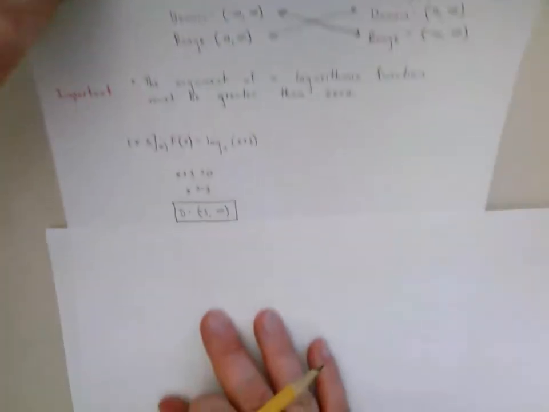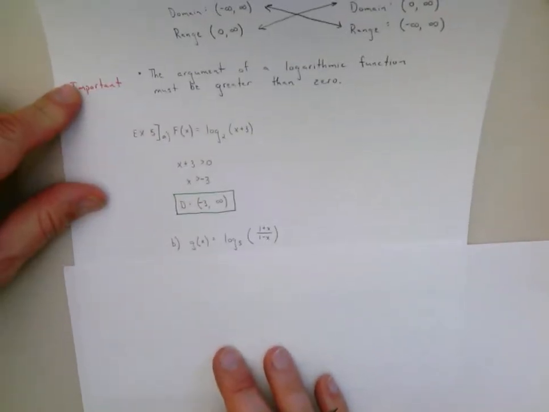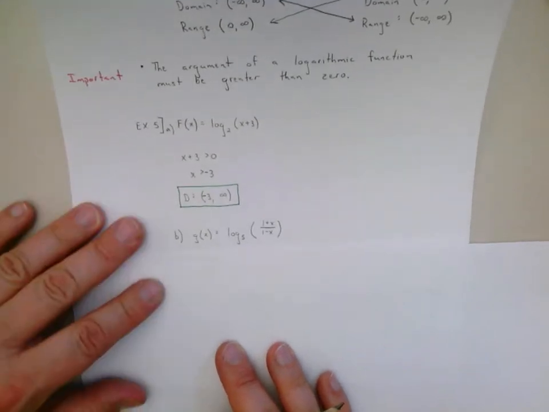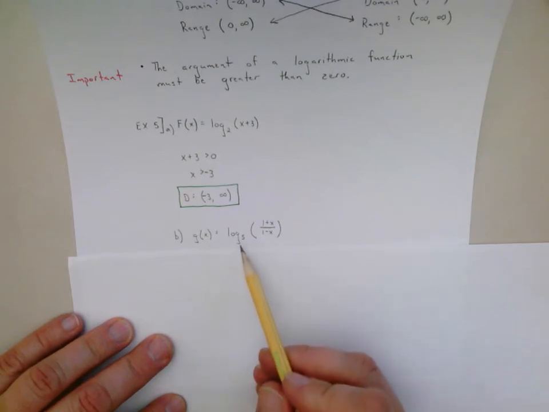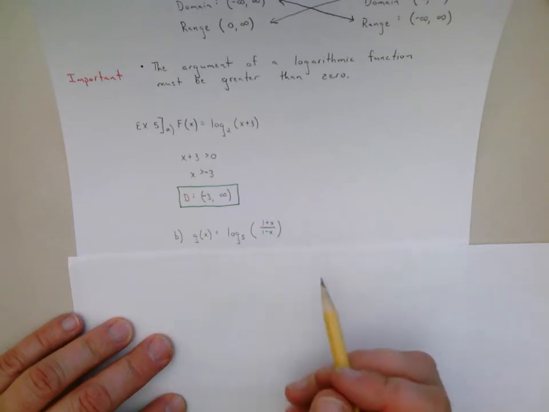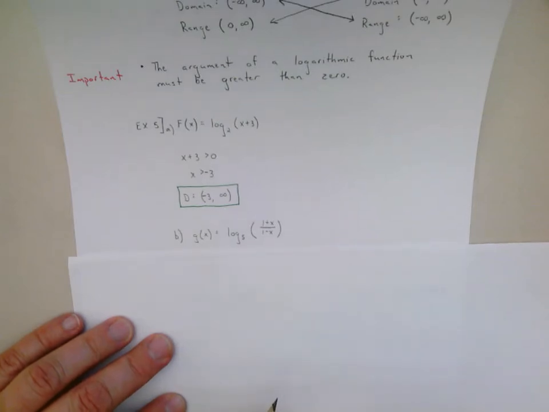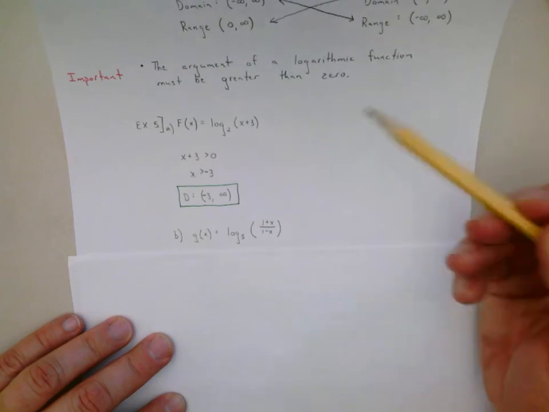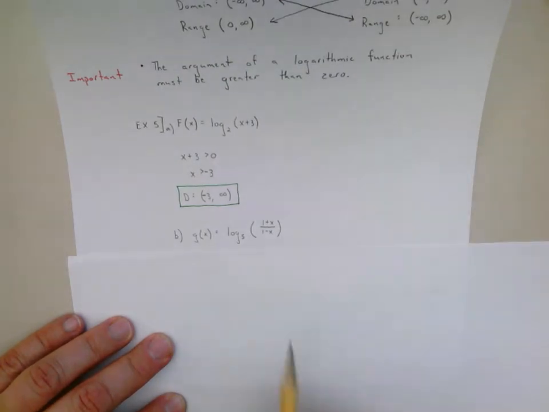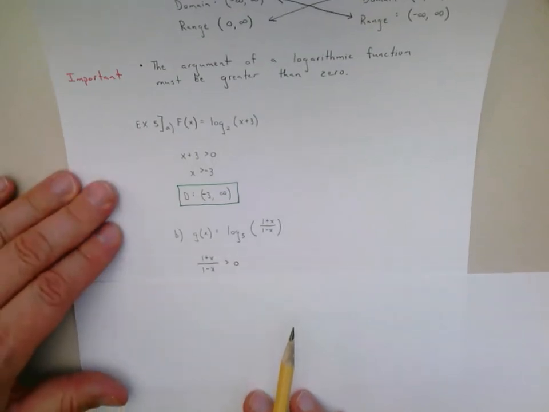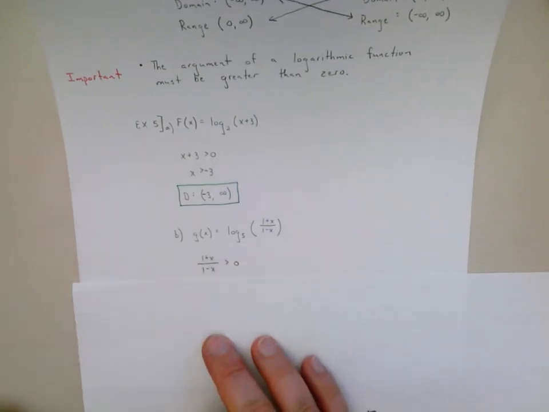Okay, next example. In example B, our argument is now a rational expression. So we have g of x equals log base 5 of the quantity 1 plus x over 1 subtract x. Again, think about our domain rule for logarithms. The argument of a logarithmic function must be greater than 0. Therefore, I know that that expression, 1 plus x over 1 minus x, must be greater than 0.